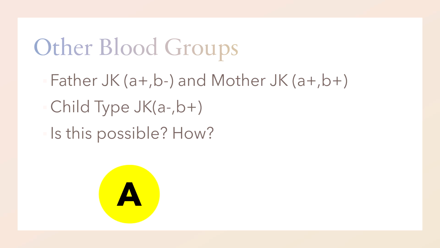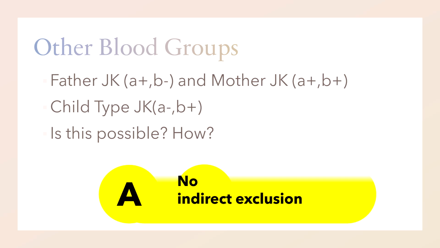Father is JKA positive, B negative, and the mother is JKA positive, B positive. The child's type is JKA negative, B positive. Is this possible and how? No, this is an indirect exclusion because the child would have to get JKB from both parents and the father does not have JKB to give to the child.